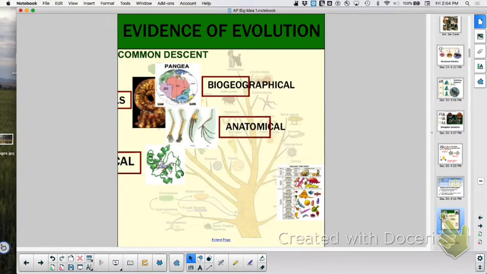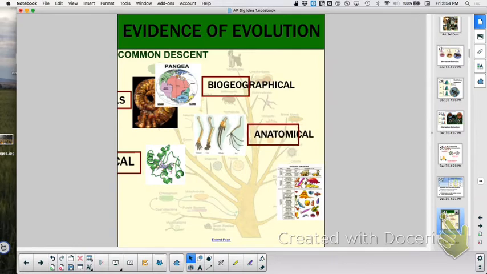Anatomical. So on anatomical, we had several things that we looked at there. One of those, which is demonstrated by this diagram right here, what is this showing you? Not convergent, not analogous, homologous. Homologous structures. Homo means same. Homologous structures: humerus, radius, ulna, carpals, metacarpals, phalanges.